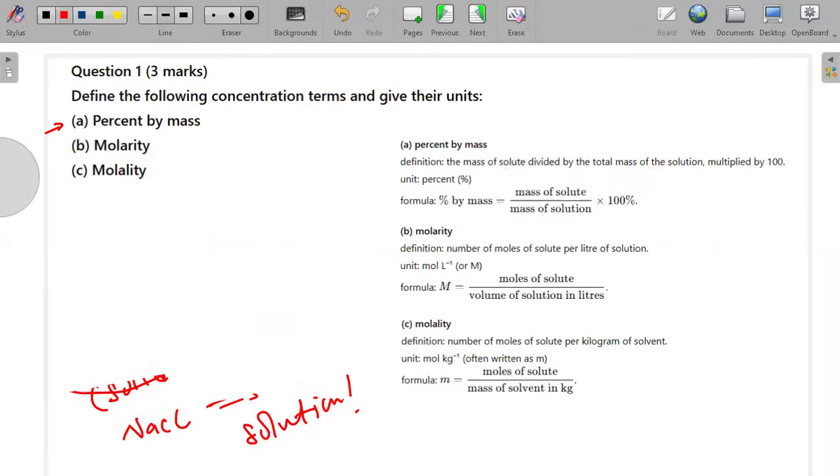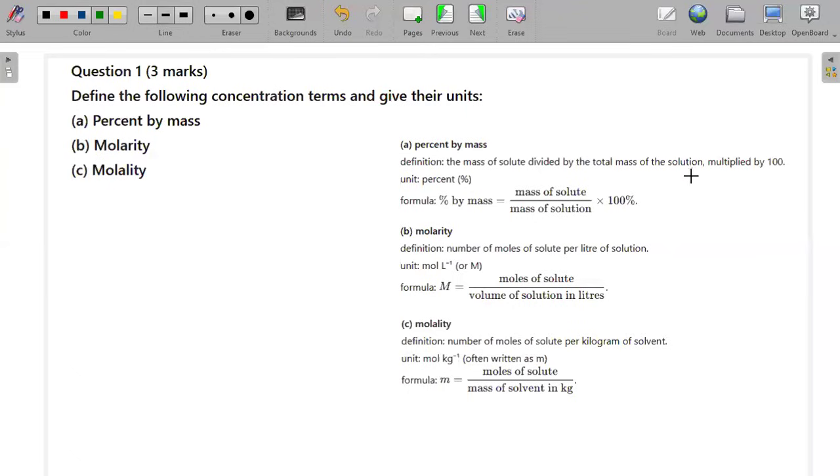So by definition, percent by mass is just the mass of the solute divided by the total mass of the solution multiplied by 100, and that is the formula I've given there. This percent by mass doesn't have units. It's a percentage, so it doesn't have any units, or you can say it's a ratio.